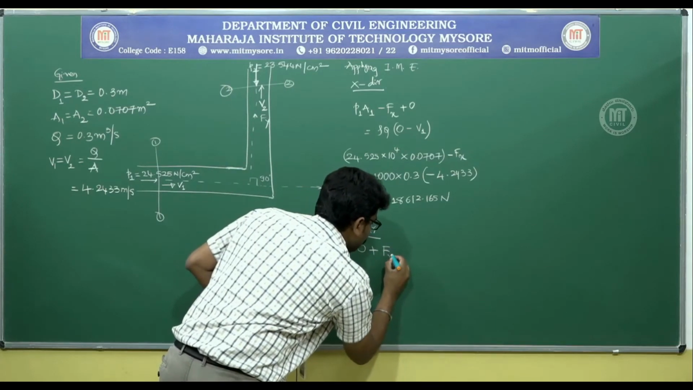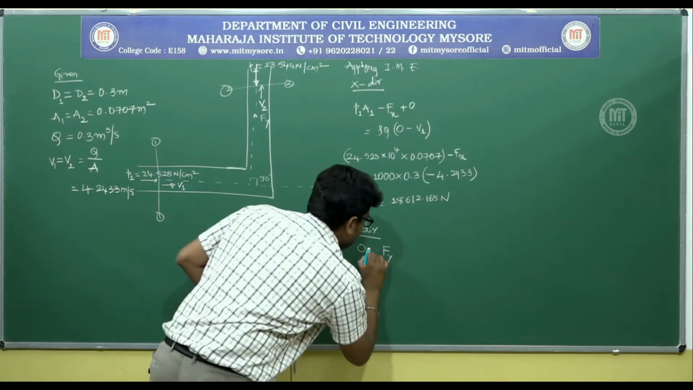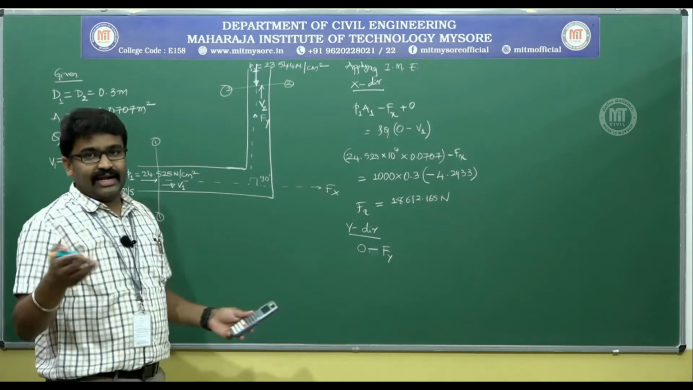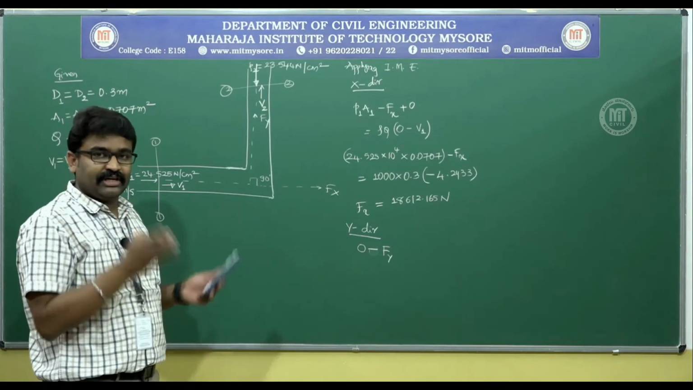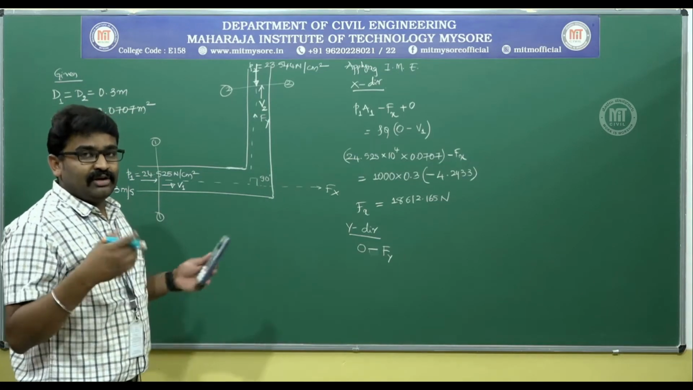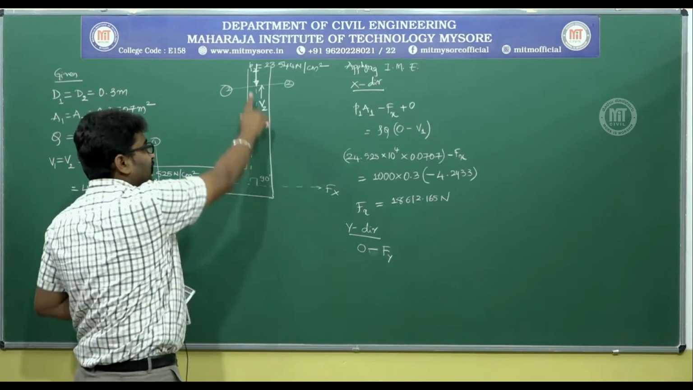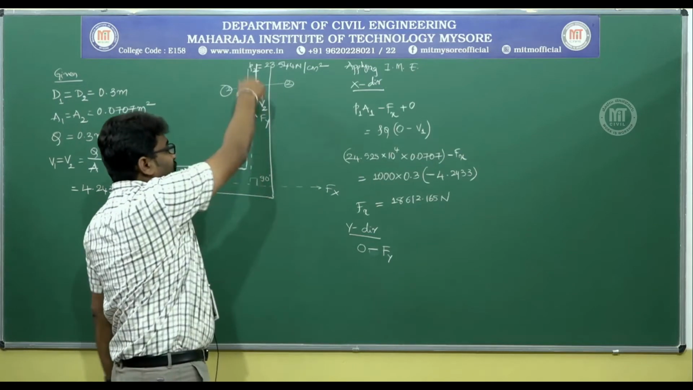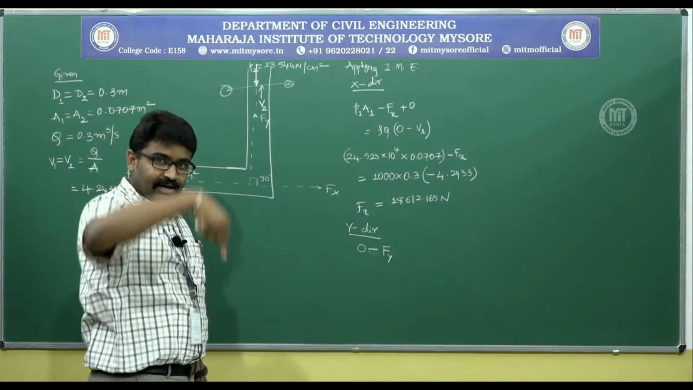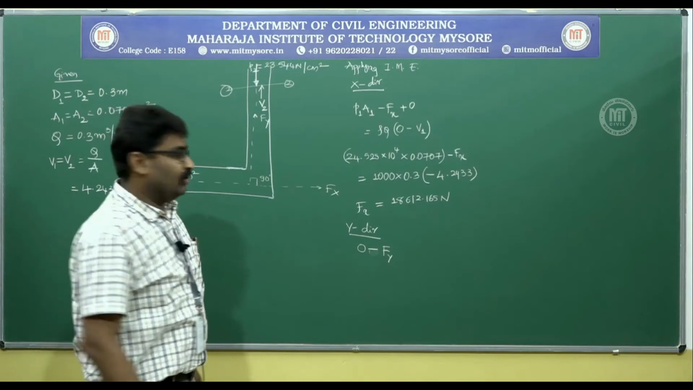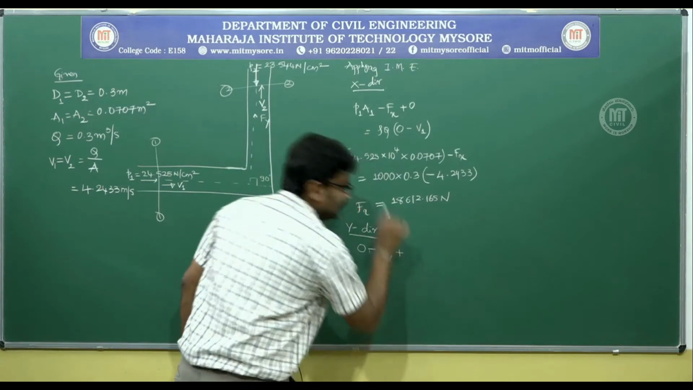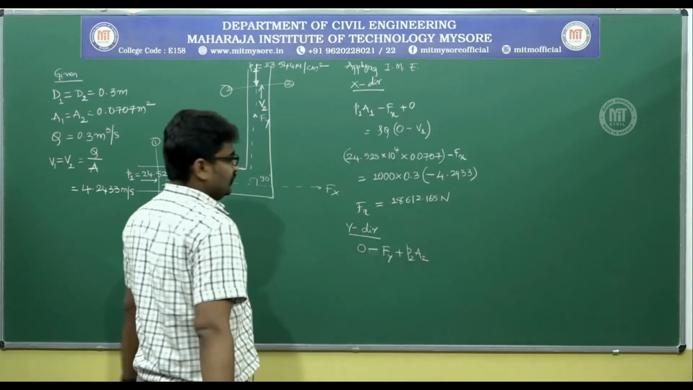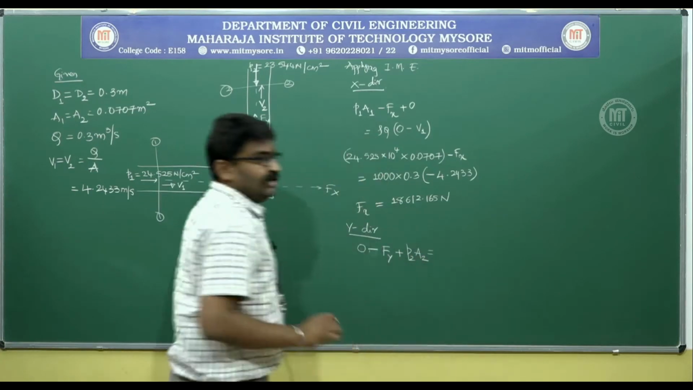So Fy, for me Fy in the upward direction is negative, downward positive for me, upward negative. That's how I have taken in the previous problem. Stick to one thing which will not lead to any confusions. Fy is in the upward direction, so minus Fy. And in the vertical direction, you have P2A2 in the exactly vertical downward direction, so plus P2A2. This must be equal to change in momentum.